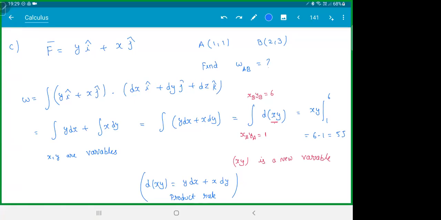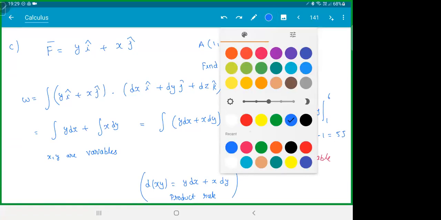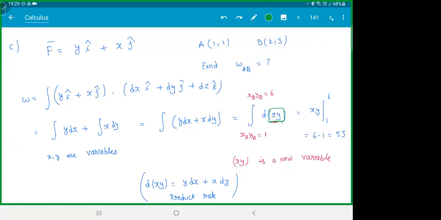Sir, can you tell why we got limits as 6 and 1? Because what is your new variable now? x into y. So initially, what is x into y? 1 into 1. Finally, what is x into y? 2 into 3. Got it? Maybe I should write it here in more detail, like 2 into 3, 6. Happy? 1 into 1.